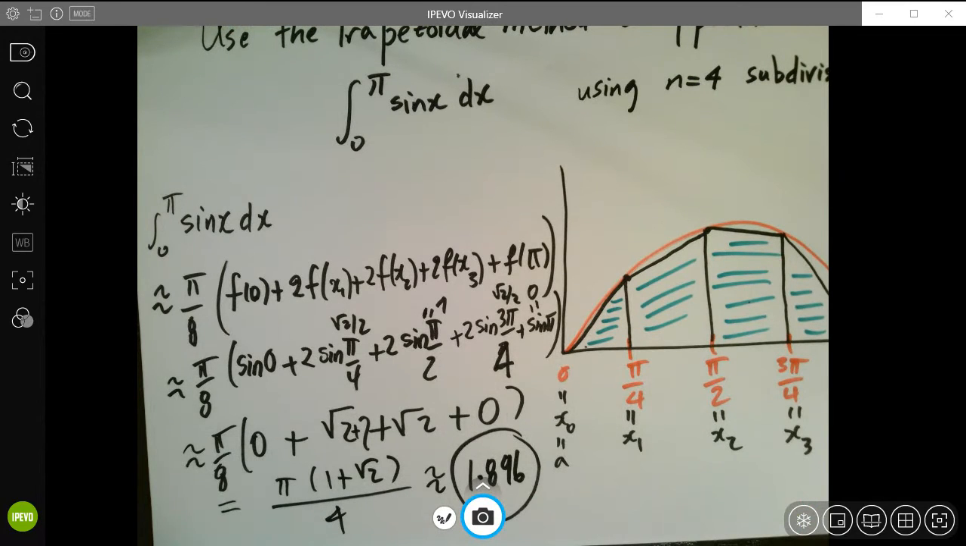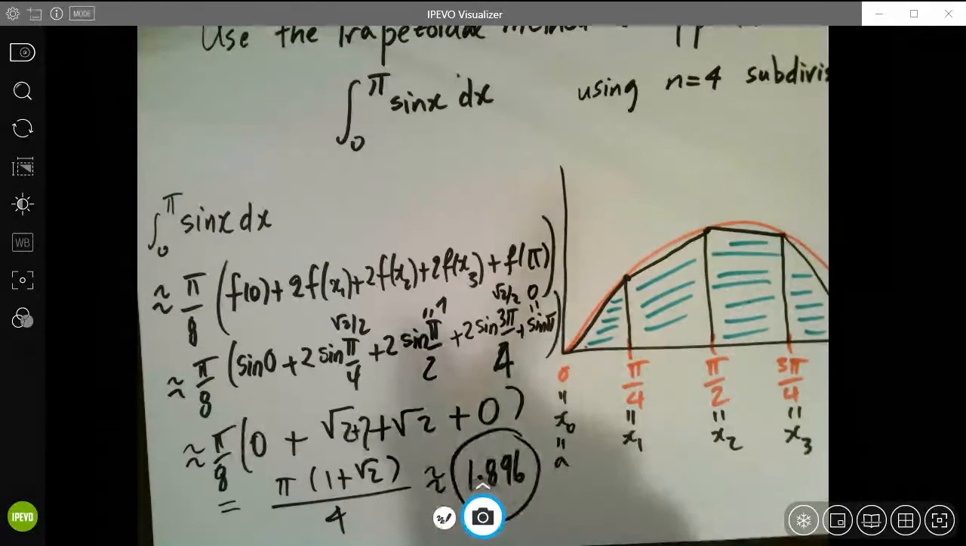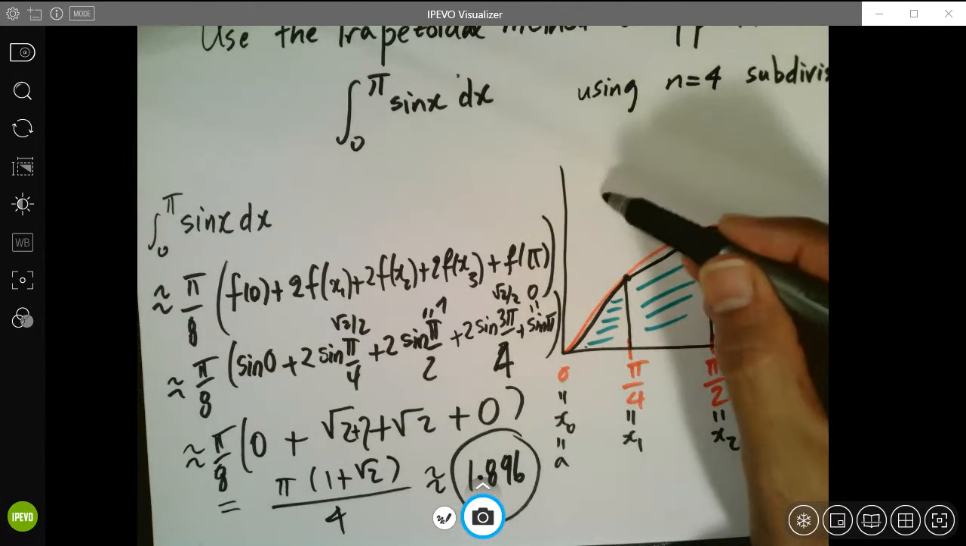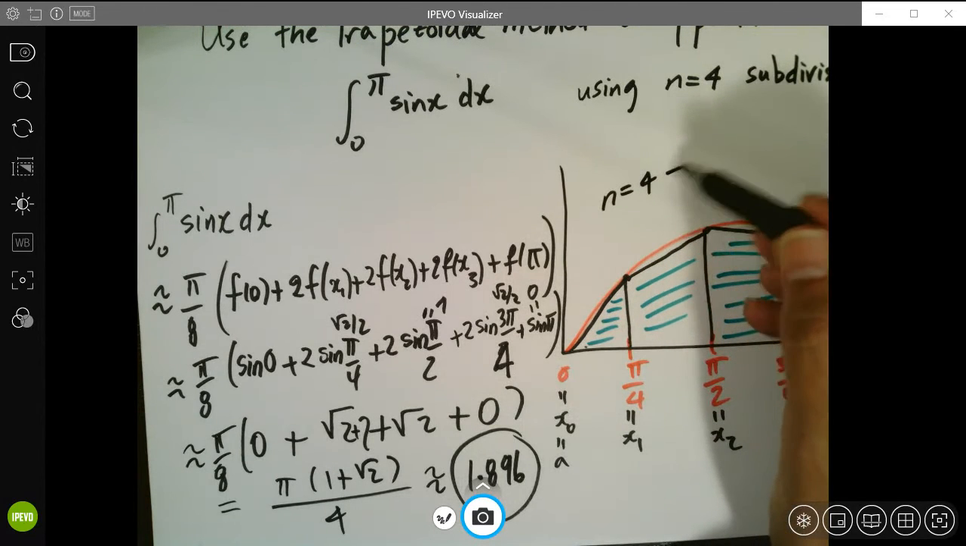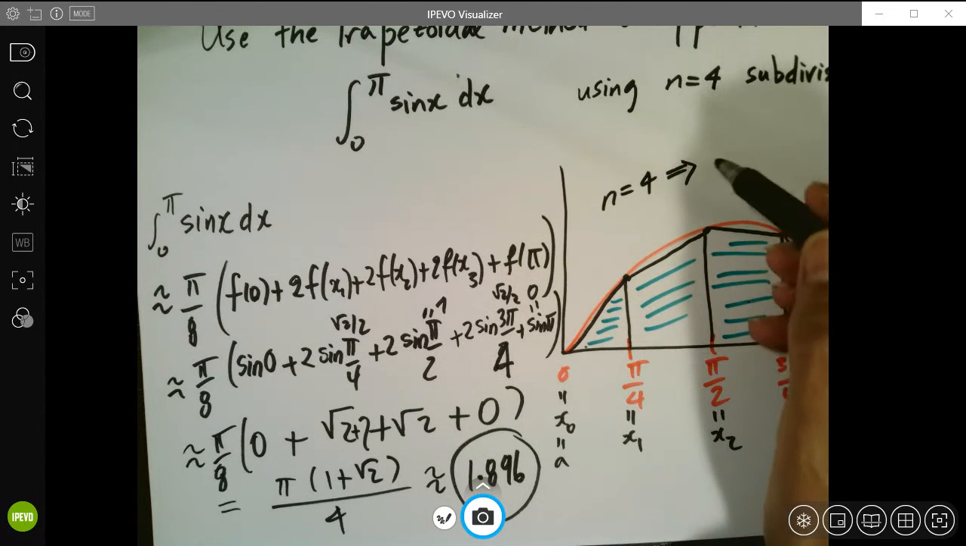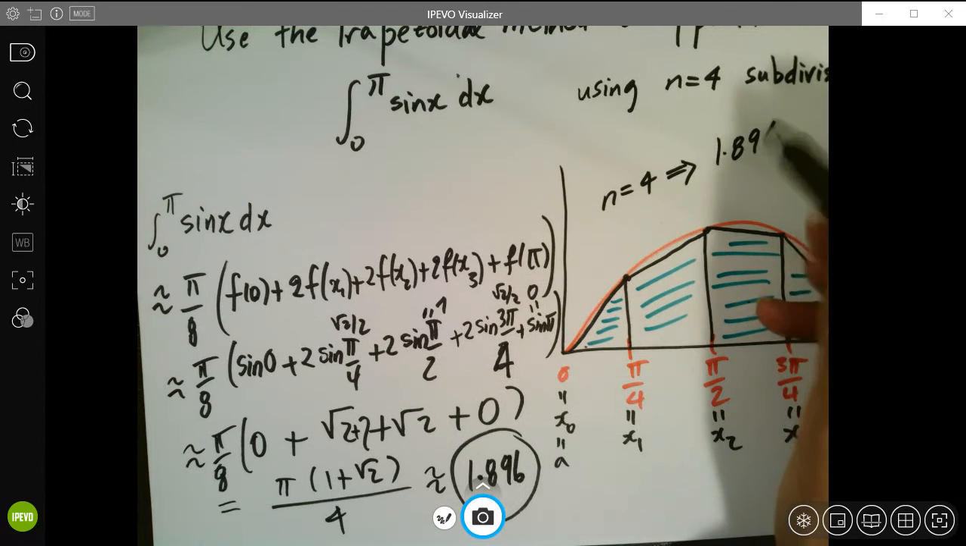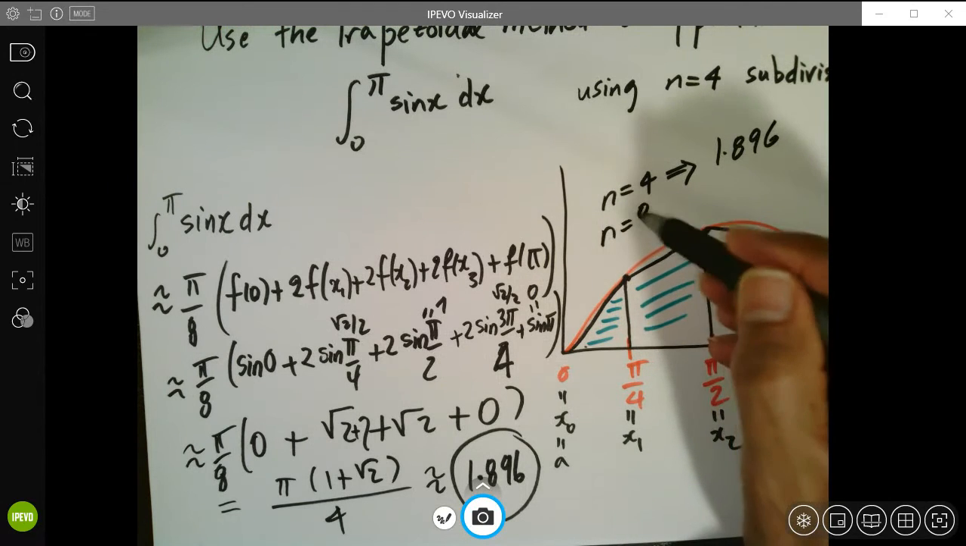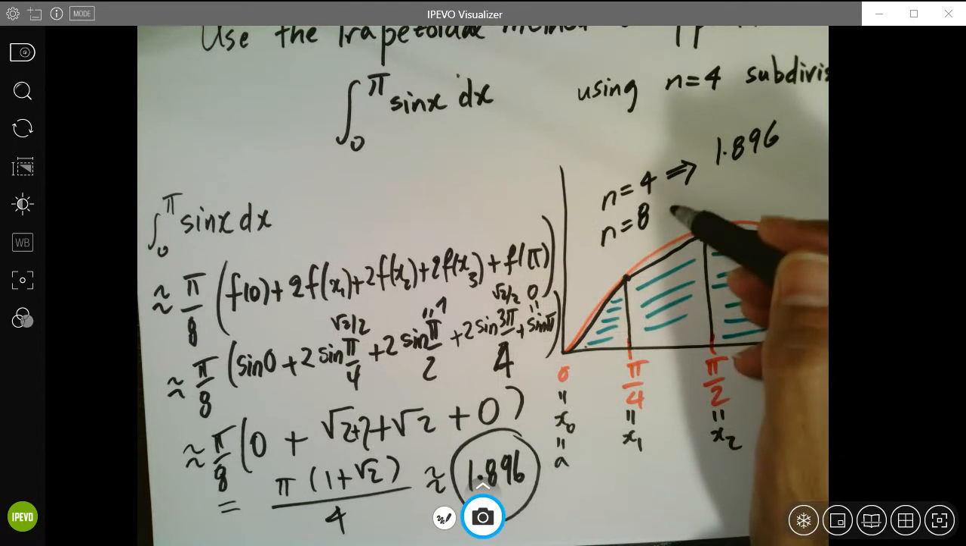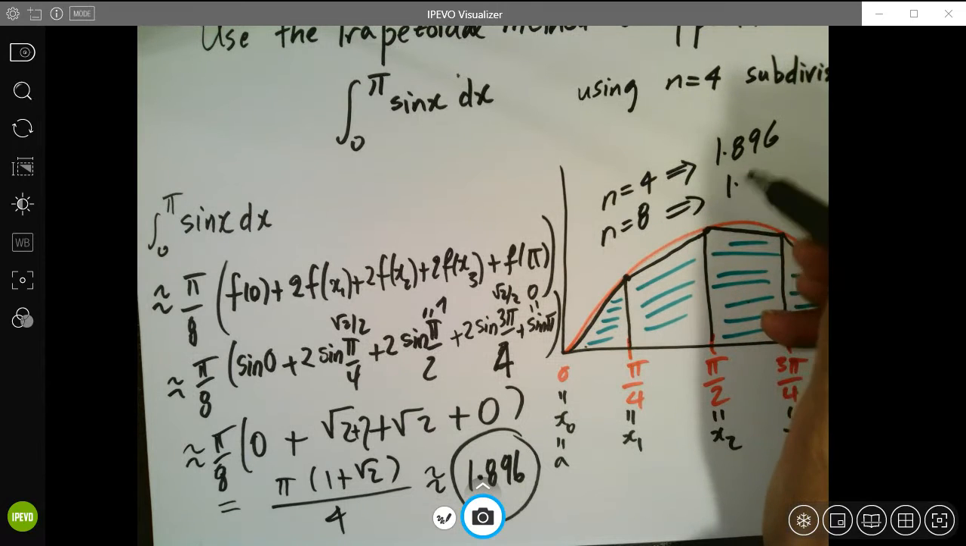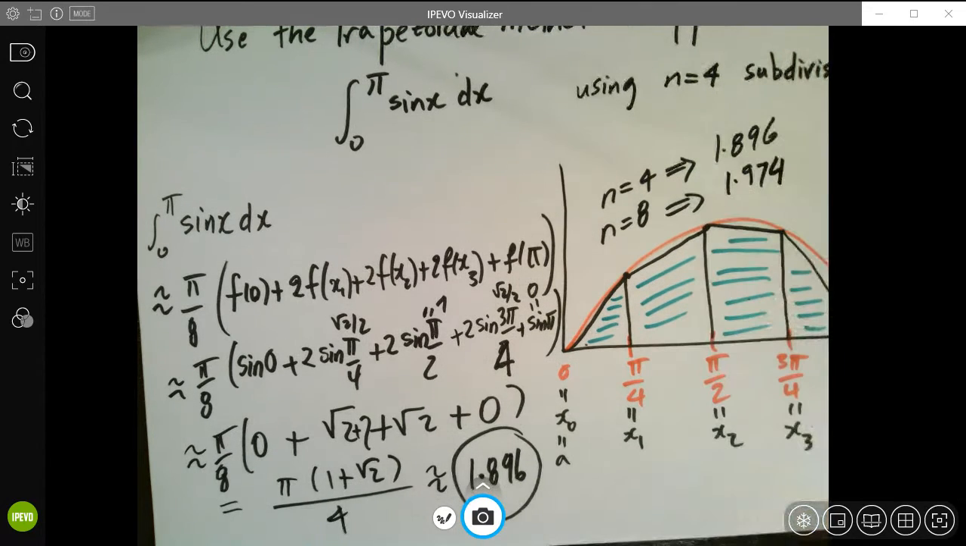Okay, but if you increase the subdivision, of course, for n is 4, you will get 1.896. For n is 8, if I increase the subdivision, I will get 1.974, which is not too bad.